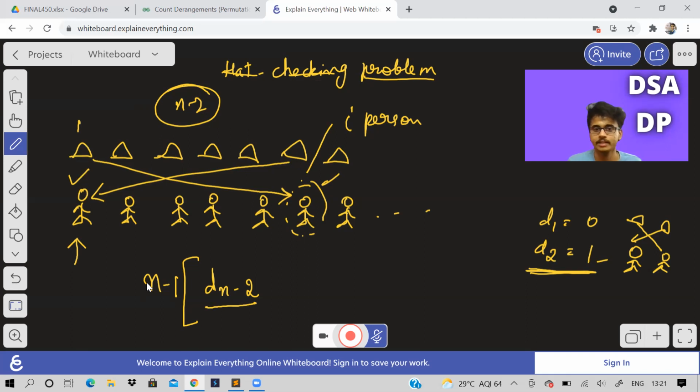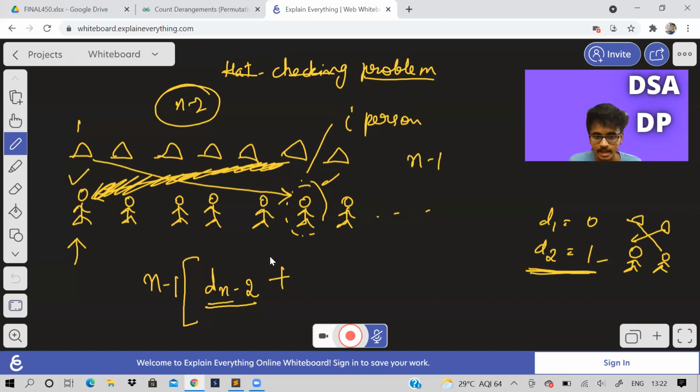This is easy to understand, right? Now one more case will be there: I don't give the ith hat to person number 1. Suppose I don't do this, I don't give the ith hat to person number 1, then how many derangements are left? Then see, n minus 1 people will be left.